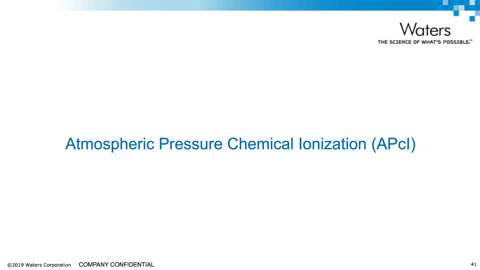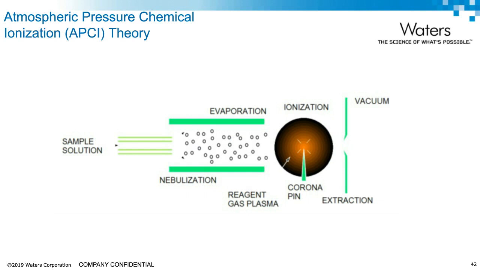Ionization in APCI is achieved by passing the sample in solution through a fused silica capillary. As it emerges from the capillary, it is nebulized by a flow of nitrogen gas into a heated tube where it is vaporized. Ionization is produced by applying a high voltage to a corona pin at the end of the heated tube. The corona discharge around the pin causes solvent molecules to be ionized, forming a reagent gas plasma.